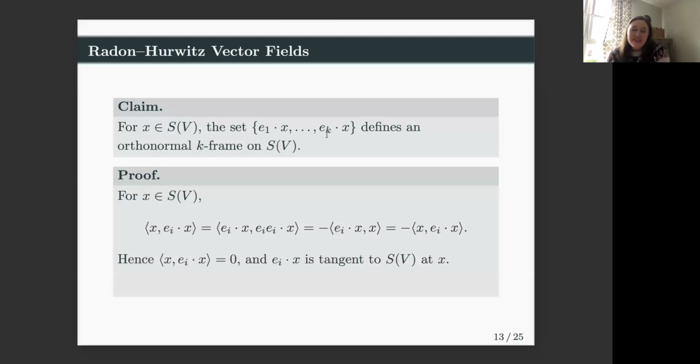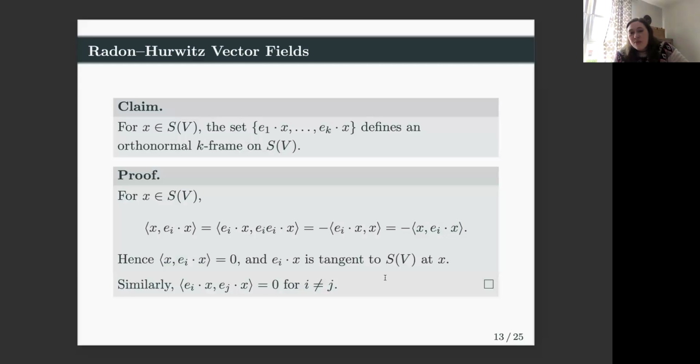I just want to run through this argument a little bit so you can see how it works. The first thing we want to check is that EI times X is tangent to X on this sphere. So we want to look at the inner product of X with EI times X. Since this inner product is GK invariant, I can multiply both arguments by EI. So that's what I've done here. But we know by the Clifford relations that EI squares to -1. And since it's an inner product, I can pull out this -1. And the inner product is symmetric, so I can swap the arguments. And so we get this here. So we see that the inner product of X with EI times X is equal to minus itself. So it must be 0. That's showing me that EI times X is always tangent to X on this sphere.